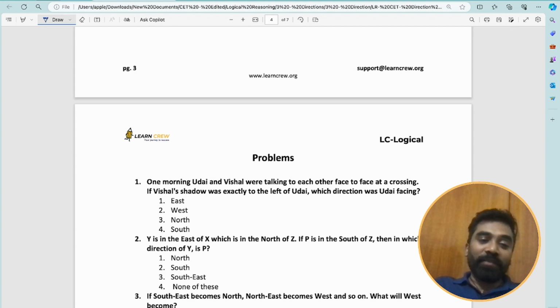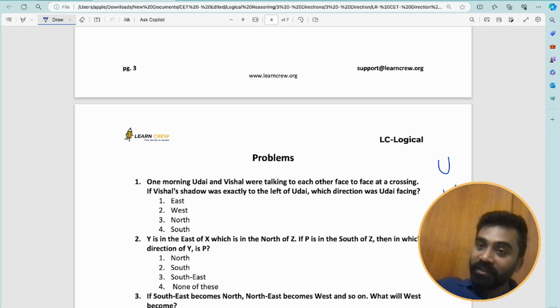Okay, first question. One morning Uday and Vishal were talking to each other face to face at a crossing. If Vishal's shadow was exactly to the left of Uday, which direction was Uday facing? Okay, it is morning. Morning means the shadow is going to fall on the west. Vishal's shadow was exactly to the left of Uday. Left of Uday was Vishal's shadow.